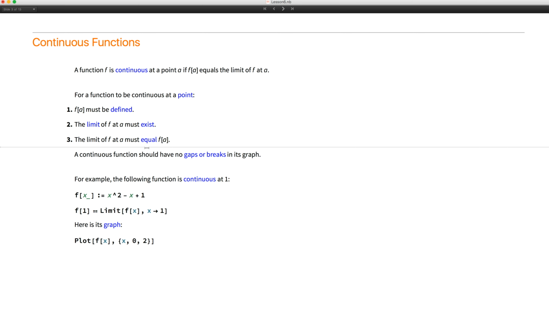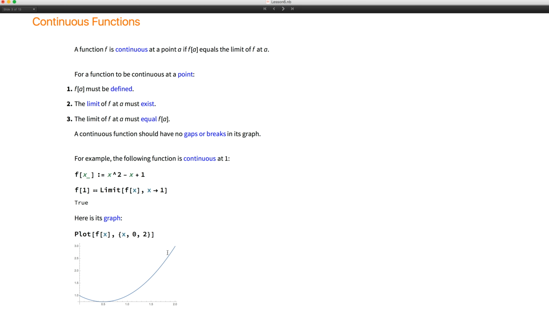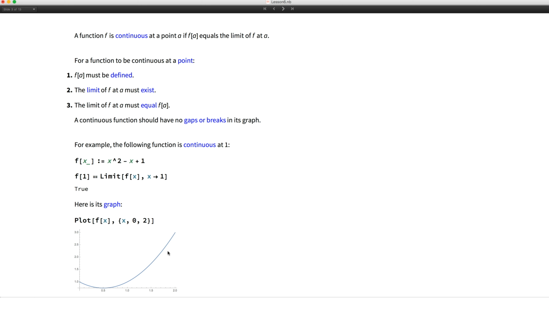So very informally, a continuous function should have no gaps or breaks in its graph. So if you draw the graph of a function and it looks continuous, it's got no gaps or breaks, then in fact that's very likely to be a continuous function. So for example, here is a function of x as a polynomial, and its value at 1 is the same as the limit. You plot it, and sure enough, there is no break in the graph, so that is a continuous function. So that's just a simple way to tell whether a function is continuous or not.